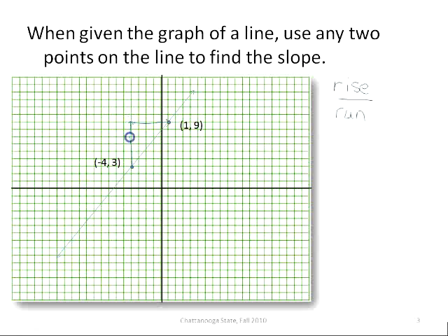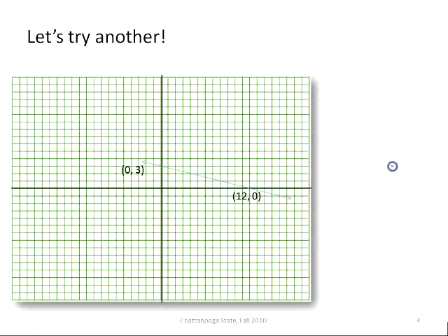So to get from here up to here, I have to go up 1, 2, 3, 4, 5, 6. So my rise is 6. I would go over 1, 2, 3, 4, 5. So my run is 5. That would mean this line would have a slope of 6/5.